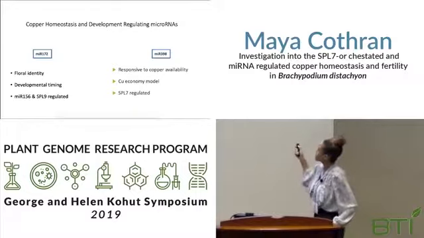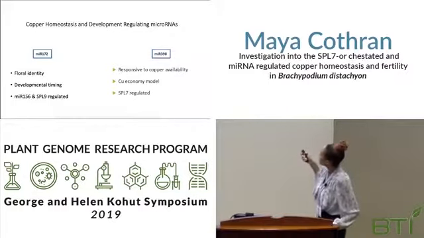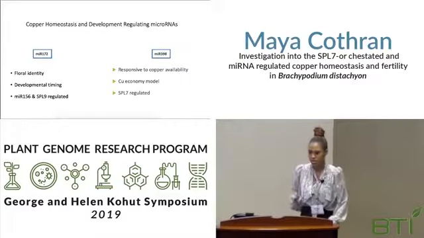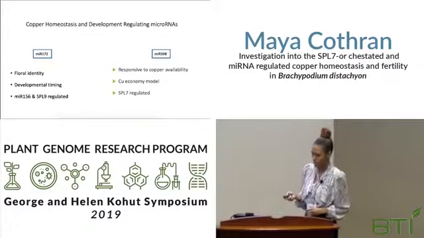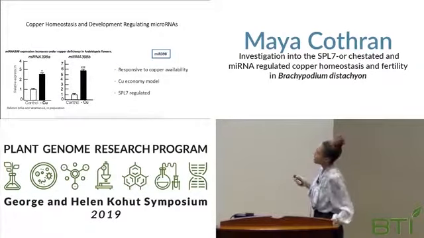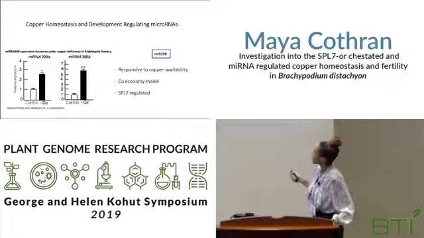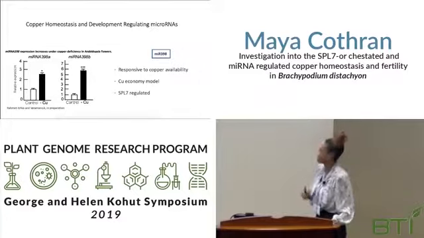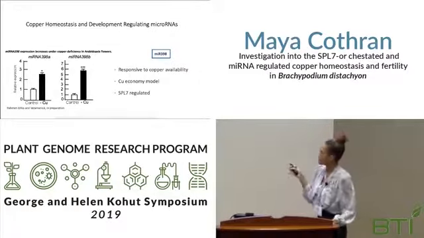So we also have copper microRNA 398, and 398 is known to be responsive to copper availability in Arabidopsis. We know, as studied in our lab, that it is upregulated under copper deficiency, and we also have found that it is regulated in this SPL7 manner, and that it is involved in the copper economy model that I talked about before.